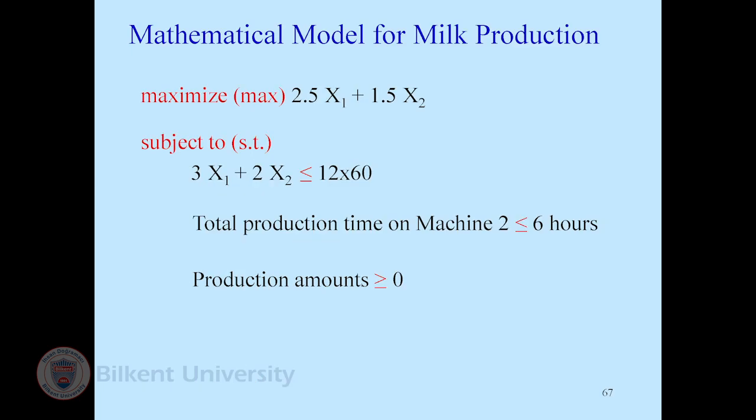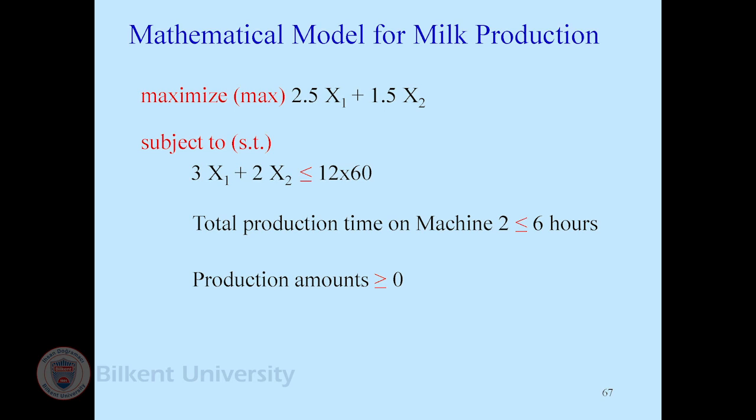Now, let me go there. I was here, so total production time on machine 1. Remember, it was saying for each low-fat milk, I was using 3 hours, and for each regular milk, I was using 2 hours. So their sum should not be more than 12 hours. It was minutes, by the way, sorry. This 3 and 2 was minutes, all right? And the availability I know is in terms of hours.